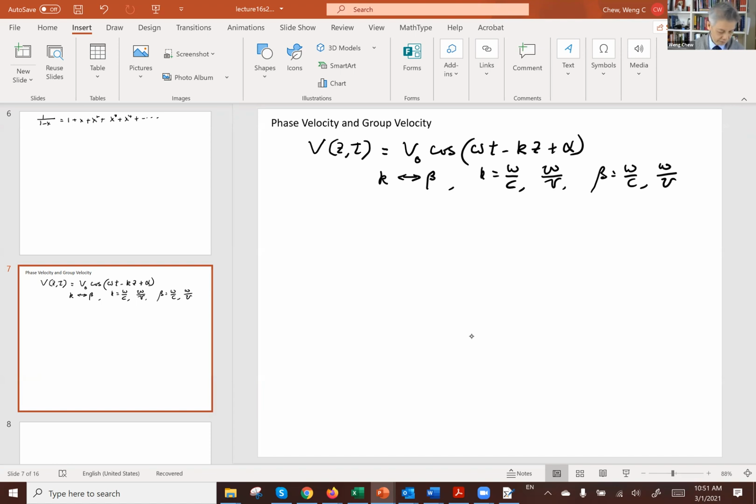And if you look at this wave, and if you rewrite it in such a manner that makes this become with a k outside.